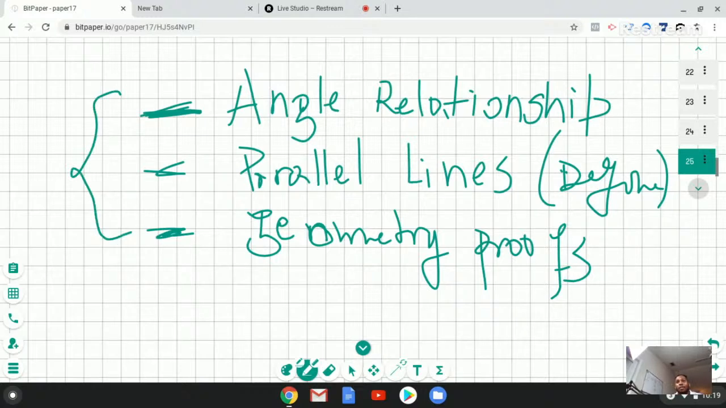So the other thing I wanted to tell you guys is line segments that are parallel. Okay, parallel line segments. Okay, I'll talk about those.